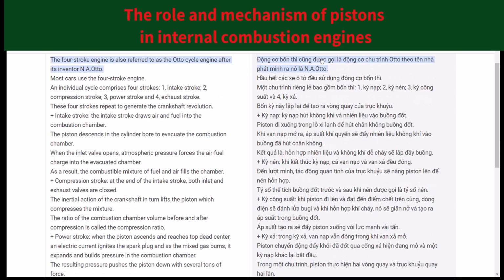The four-stroke engine is also referred to as the Otto cycle engine after its inventor N.A. Otto. Most cars use the four-stroke engine. An individual cycle comprises 4 strokes: 1. Intake stroke, 2. Compression stroke, 3. Power stroke and 4. Exhaust stroke. These 4 strokes repeat to generate the crankshaft revolution.